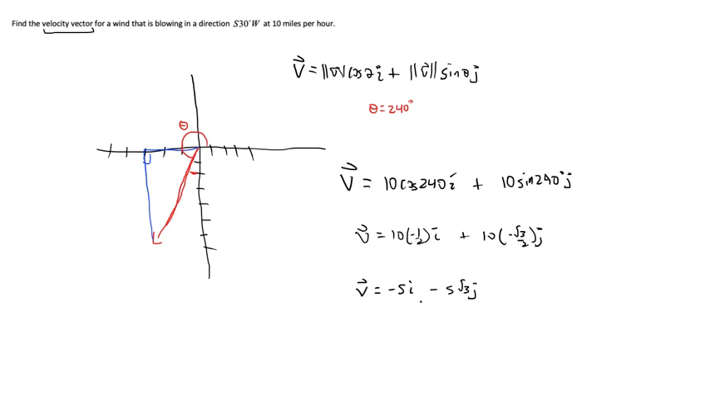And notice what these two numbers mean. That means we would go to the left 5 units, and we would go down 5 root 3 units. So this is the final answer. Whenever it asks for a vector, it's always asking for its components, in this case the horizontal component and the vertical component.